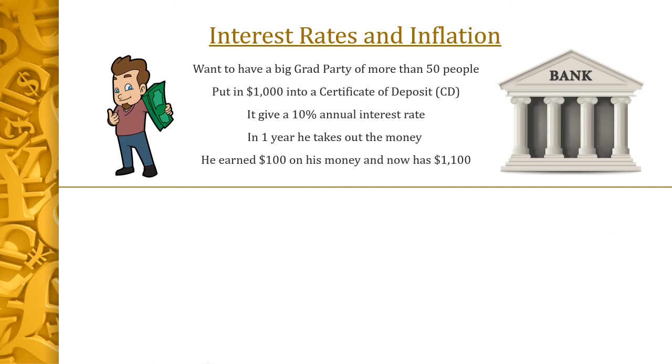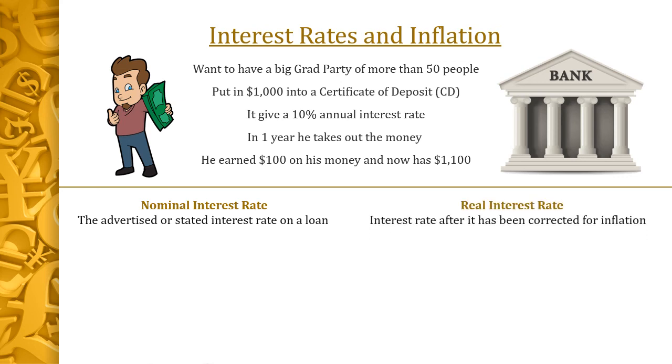Which brings us to a whole kind of way to look at inflation. We have to look at what we call nominal interest rates, and those are the advertised or stated rates on a loan. So in this case, the stated rate on the loan was 10%. That's what the bank was going to give him. But a nominal rate is not really what we're so concerned about. We're really concerned about what we call the real interest rate.